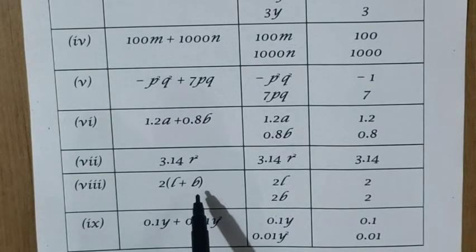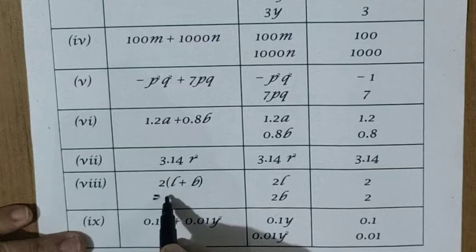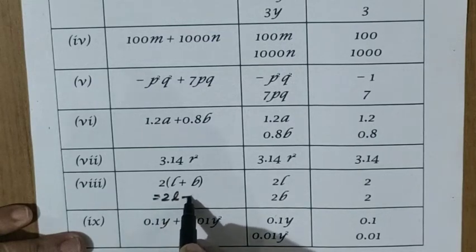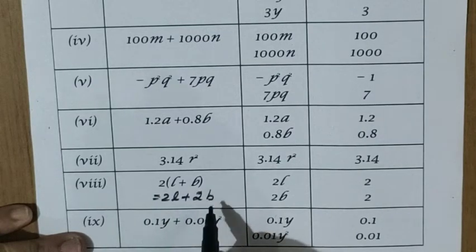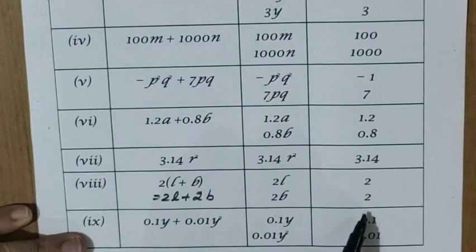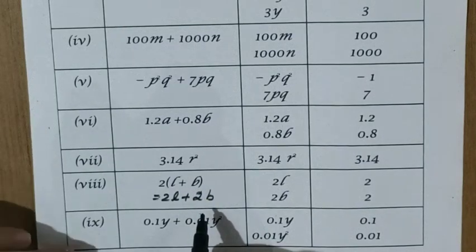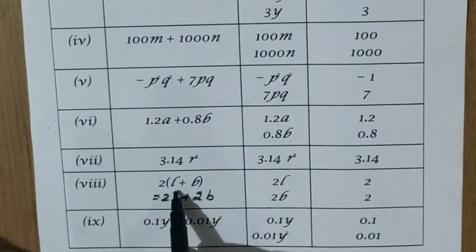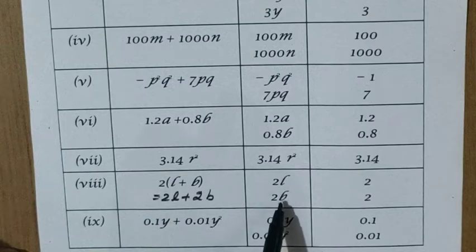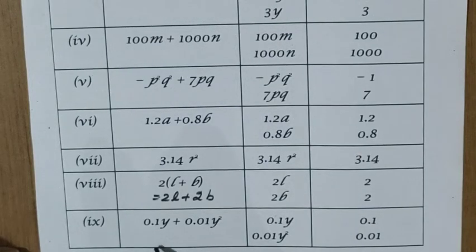2 into L plus B. Here you must be very careful, because 2 should be multiplied, and then we should tell the terms. So 2L plus 2b. The terms are 2L and 2b. The coefficients are 2 and 2. Got it? So if a bracket is given, we should expand and then write. So we write the terms 2L and 2b, and the corresponding coefficients are 2 and 2 only.